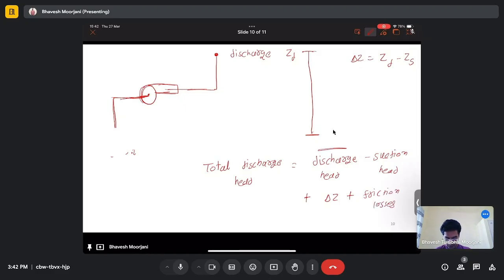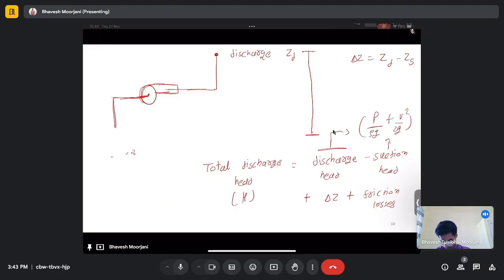Here the discharge head and the suction head are each a combination of pressure head plus velocity head, right? So both are a combination of pressure head and velocity head. The elevation gain is denoted by delta Z, and then the friction losses are counted. So this total discharge head H, we can compute by knowing the condition of our suction and discharge.